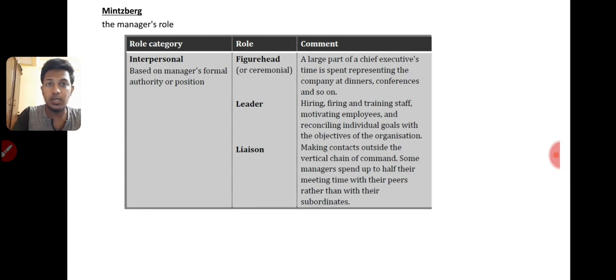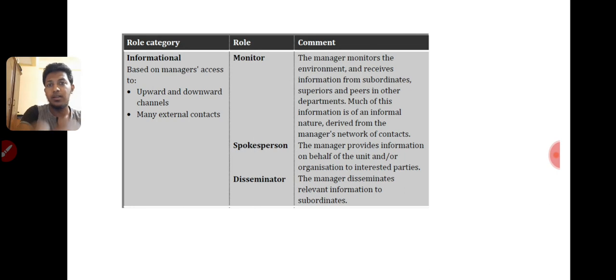A large part of the chief executive's time is spent representing the company at dinners, conferences and so on. Hiring, firing and training staff. Firing here does not mean recruiting the staff. Firing means terminating, right? Removing the staff from the company. That means firing staff, motivating employees and making a vertical chain of information. The communication was not in there.